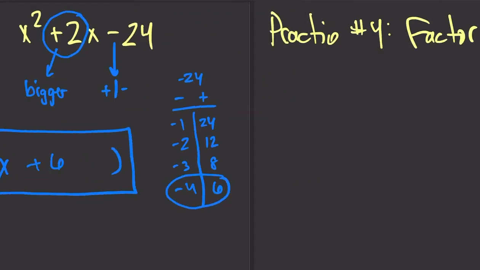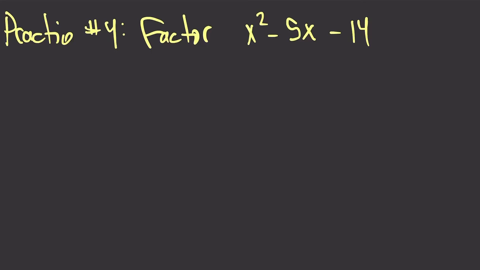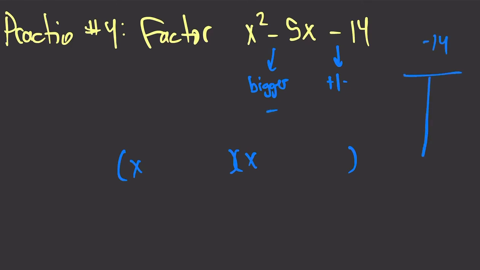Okay, a couple more. Pause the video, try this one. All right, so we've got two sets of parentheses. Again, I'm using x for all of these. That tells me my signs are different. And again, that tells me that the bigger one here is going to be negative. So 14 is kind of a nice number to factor. Bigger one's going to be negative. So it could be 1 and negative 14. It could be 2 and negative 7. I need a negative 5. It's got to be this pair here.